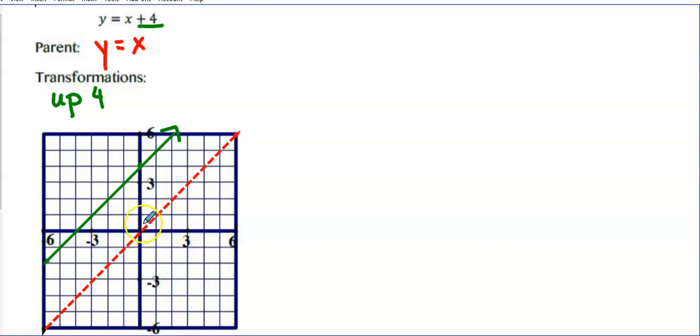It just moved from here up 4 spaces. Of course, it also moved left 4 spaces, but this number right here, when it's on the outside of the function, when it's on the end of the function, that's an up or down. So we want to say that it moved up 4 spaces.